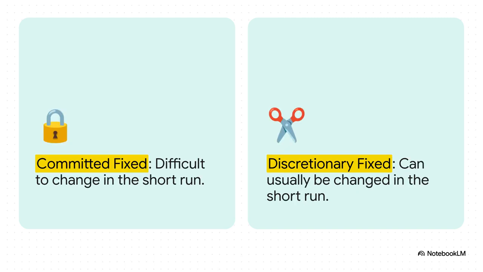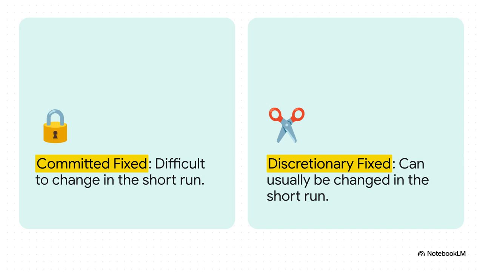Building on that, we have to distinguish between committed and discretionary fixed costs. You have to scan board exam word problems for these key words to know if a cost can be quickly slashed or if the company is completely locked into it. Associate committed fixed costs with a heavy padlock: depreciation on factory equipment, property taxes, or a 10-year lease agreement. You can't just undo those.